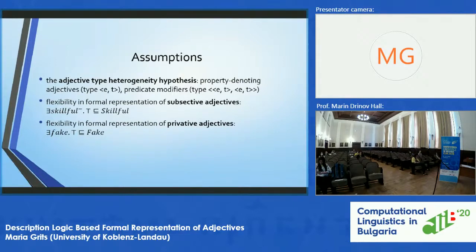In order to represent subjective and privative adjectives in predicative function, like in the sentences, Danny is skillful, the document is fake, we presume adjective-nominated concepts to be domains of adjective-nominated roles, like in concept inclusion axioms that I give here for skillful and for fake.